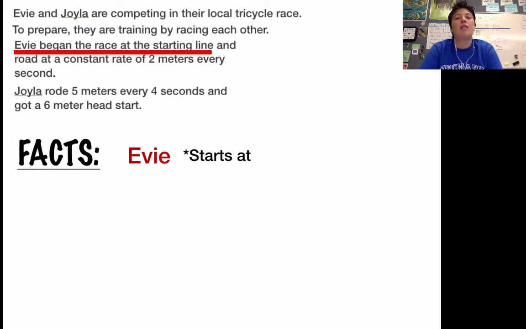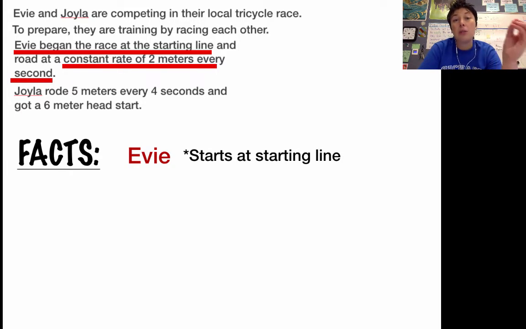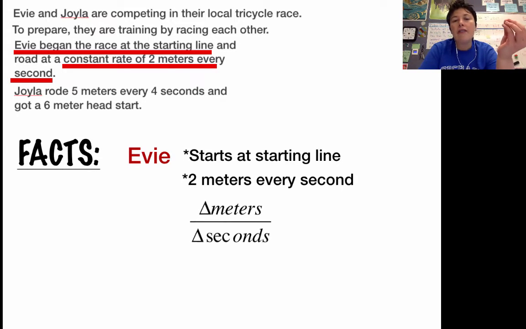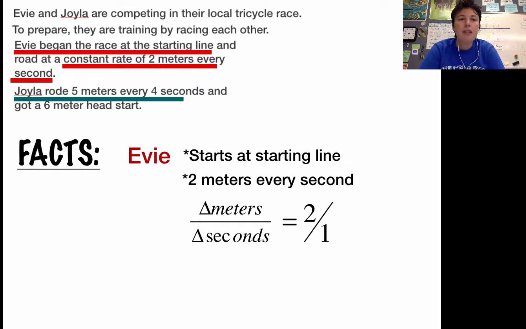She started the race at the starting line. So that's my bullet point, starts at the starting line. That seems pretty important. The other important piece is she rode at a constant rate of 2 meters every second. That's her speed, 2 meters every second. I'm going to write that down as an important fact. If she can go 2 meters every second, that means the change in meters over the change in seconds is 2 over 1. Notice I'm using the delta symbol. That delta symbol means change. So her change in meters over her change in seconds is 2 over 1. That's Evie. Now let's talk Joyla. Joyla rode 5 meters every 4 seconds.